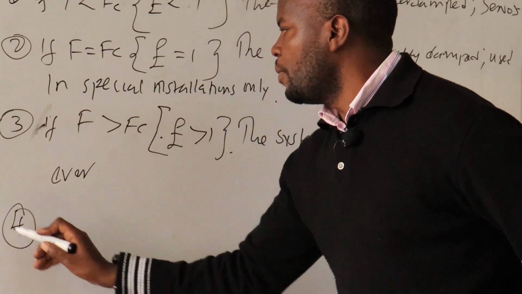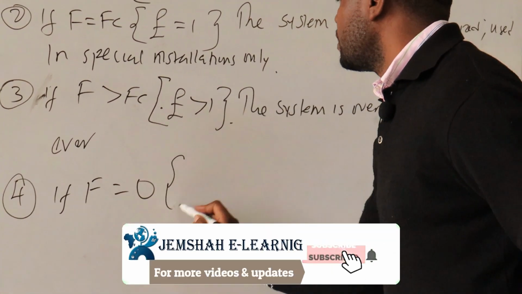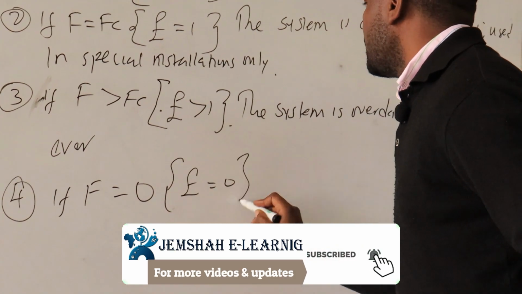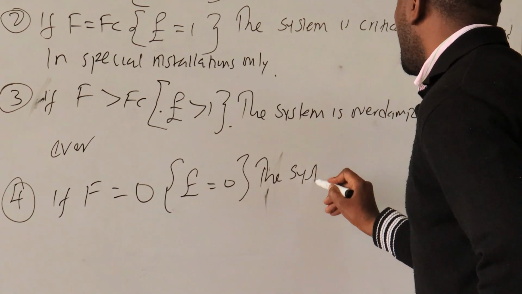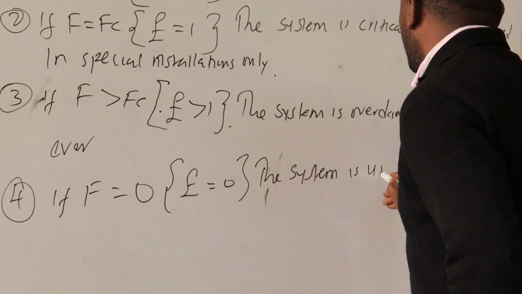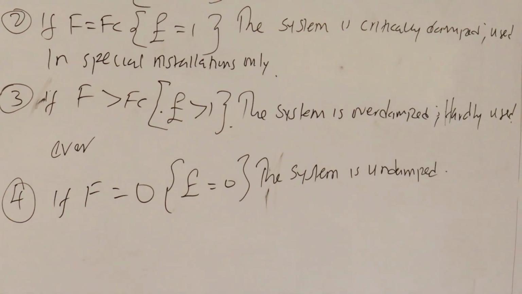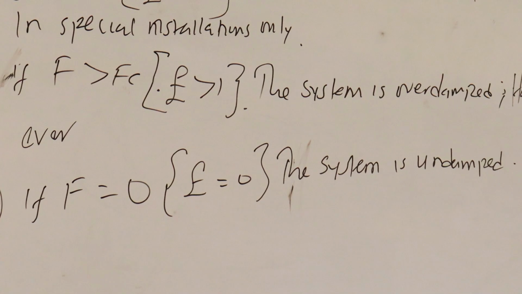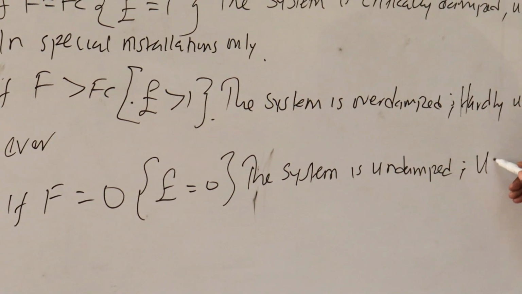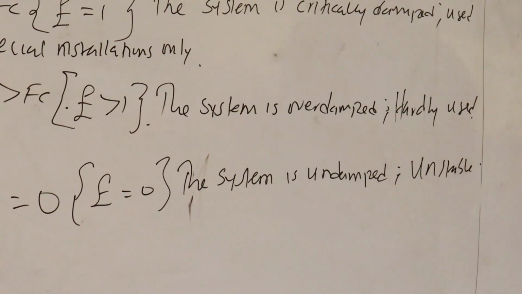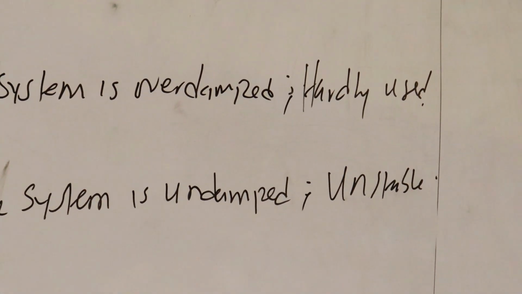Then finally, number 4: if F is equal to 0, that means zeta is equal to 0, and the system is undamped. It simply means that the system is unstable. We can comfortably say that if that happens, the system is unstable.